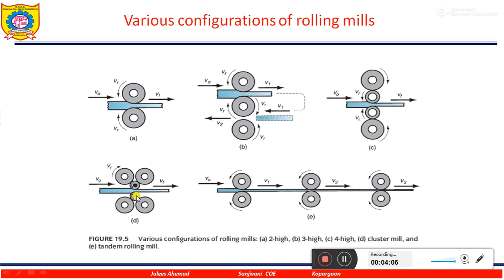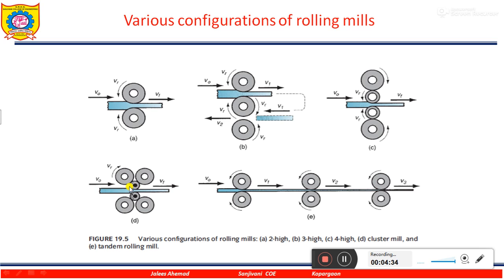So the cluster mill, a rolling mill in which each of the two working rolls of a small diameter is supported by two or more backup rolls. This is called a cluster, meaning a number of rolls are there. That is a cluster. So this is a cluster rolling mill.